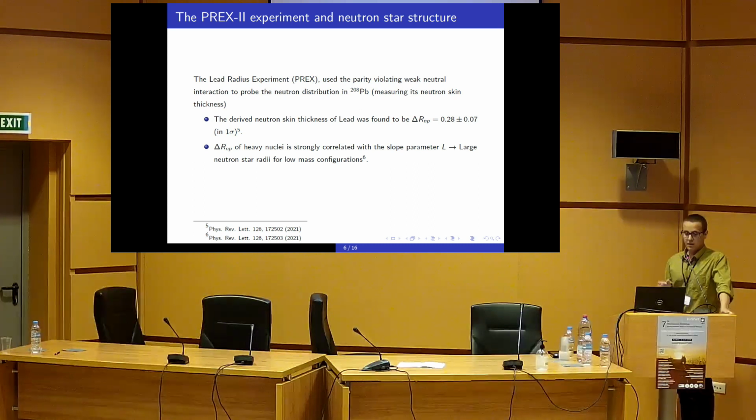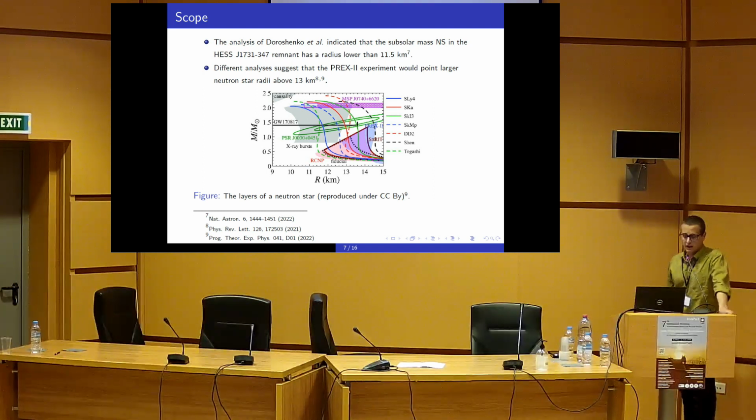It is honest to comment that there is some debate on the validity of the PREX-2 results, because the same group has published the results for the neutron skin thickness of calcium, and these 2 results are actually in tension. But it's rather interesting to see this specific experiment in this study, and I'll explain why. As you can see here, from different analyses, the blue shaded region is what should be the radius of a subsolar mass neutron star if the PREX-2 results are valid. And this is very far away from the 10 kilometers predicted by the HESS observation.